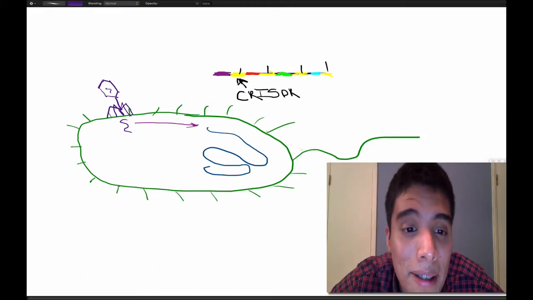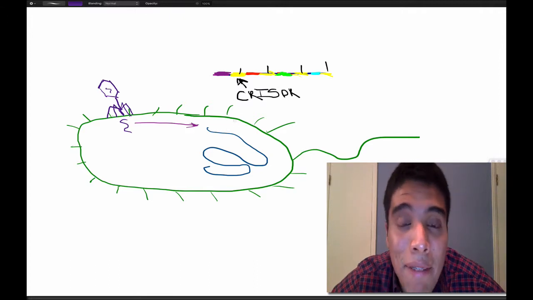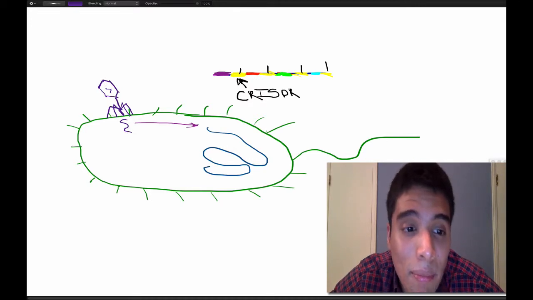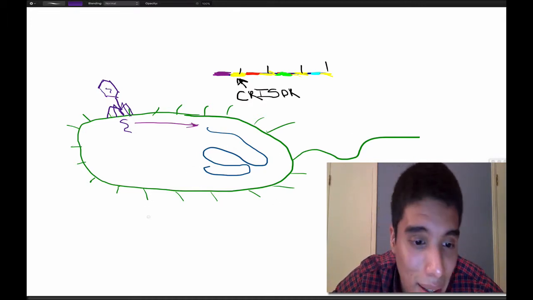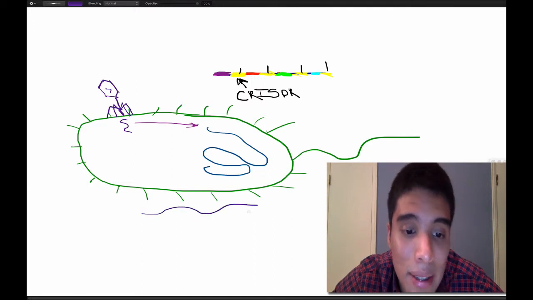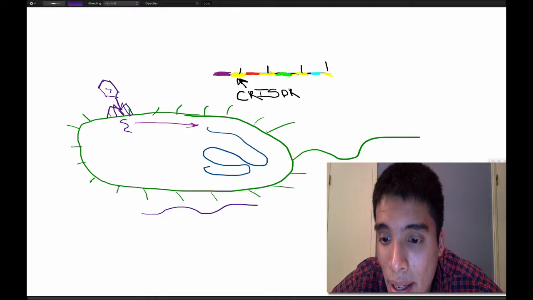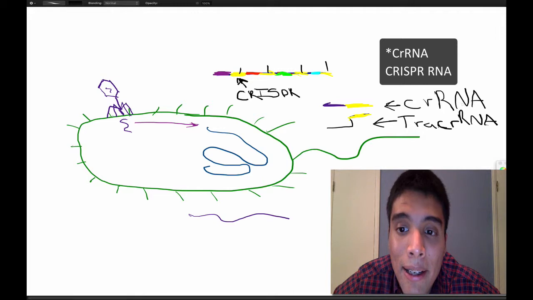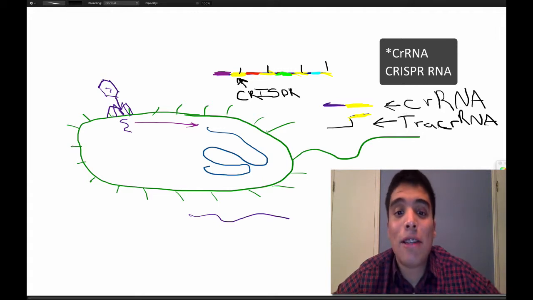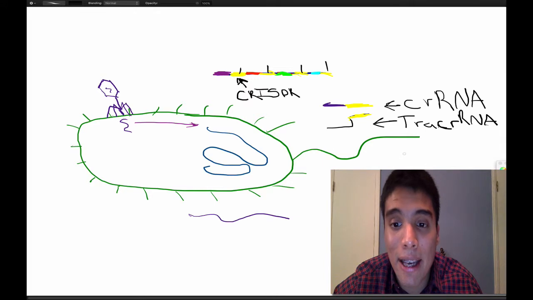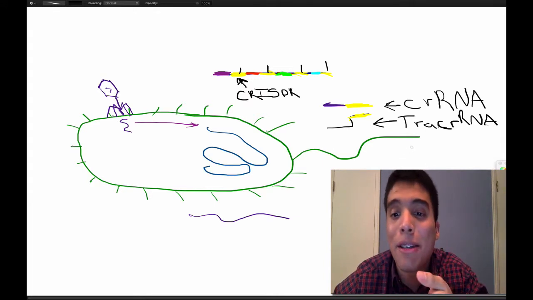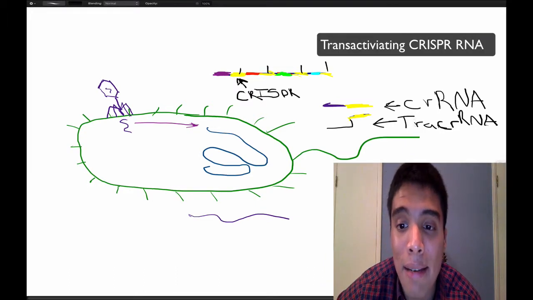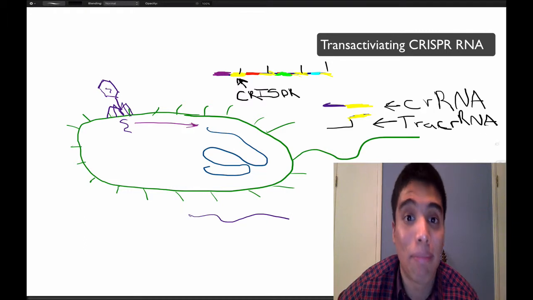And so let's say that this bacteria has a lot of bad luck and it gets infected again by the same virus. The virus once again inserts its genome, that big old strand of viral DNA. And so this cell is smart. The bacteria will create this crRNA right here. And that crRNA then joins forces with this tracrRNA, which stands for transactivating CRISPR RNA.